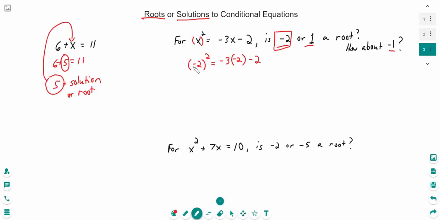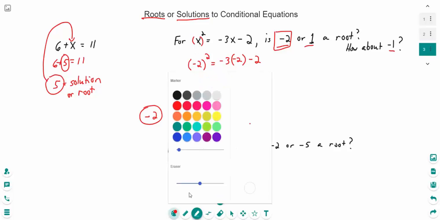So what happens? Well, negative 2 raised to the second power is going to be a positive 4 equals negative 3 times a negative 2 is what? Positive 6, right? And then a positive 6, well, maybe we'll write that. Positive 6 minus 2. So we end up with a 4 equals 6 minus 2 is a 4, right? So 4 does equal 4. That makes sense. This is a true statement. 4 equals 4. Therefore, negative 2 is a root. It is a root or a solution for this equation. All right? So that's the negative 2.